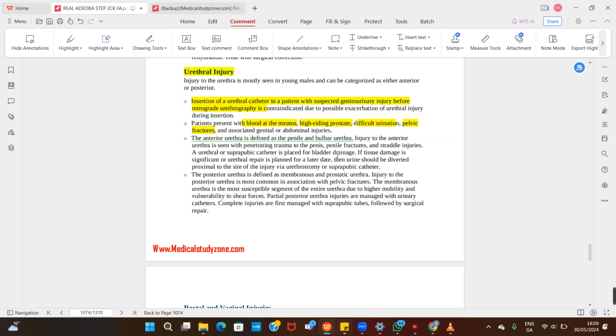Injury to the anterior urethra is very common in penetrating trauma to the penis, penile fracture from any cause, or straddle injury. Straddle injury is very common, so watch out for that in the question stem. Falling on the perineum, horse riding, so many things. Bicycle riding can cause straddle injury.